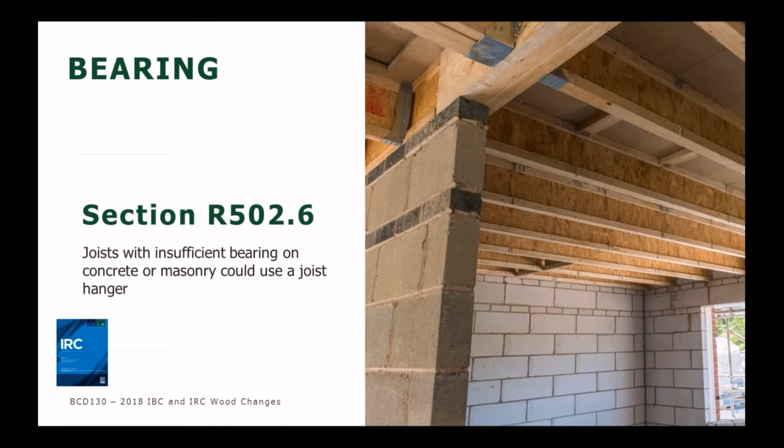All right, moving on to bearing. So now we're in chapter 5, floors, and this is just a clarification where joists with insufficient bearing on concrete or masonry can use a joist hanger. So there are joist hangers out there available for wood that are being used all the time. So here we're just clarifying that, yeah, even if your wall is concrete or masonry, you can use those joist hangers.